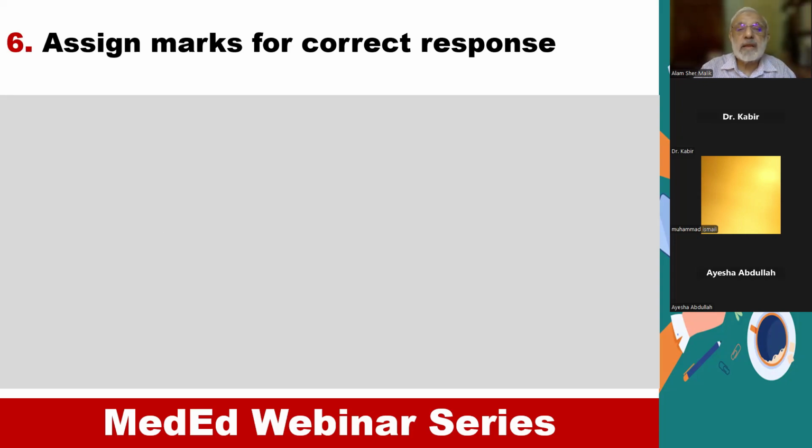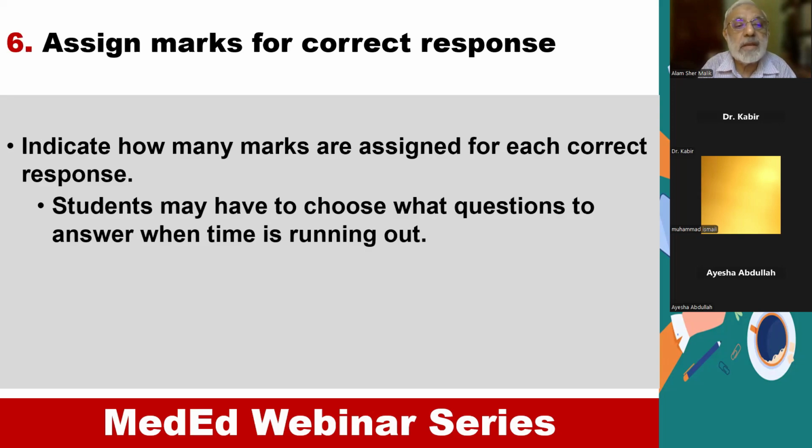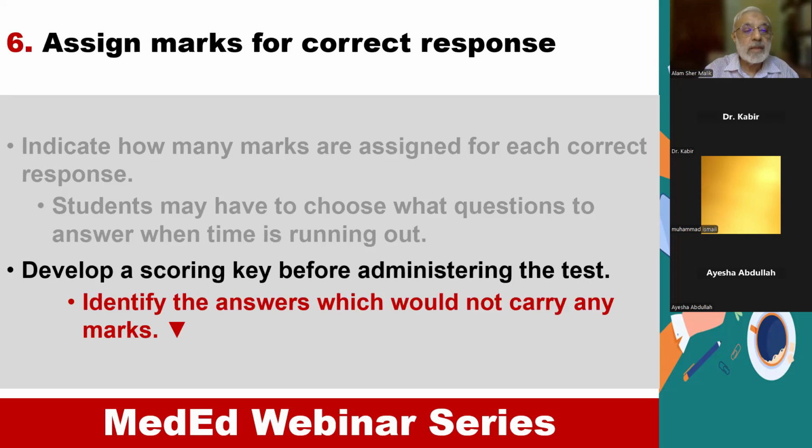Assign marks for correct response. Indicate how many marks are assigned for each correct response. Students may have to choose what questions to answer when the time is running out. So for every question, the marks should be indicated, and develop a scoring key before administering the test. So identify the answers which would not carry any marks.